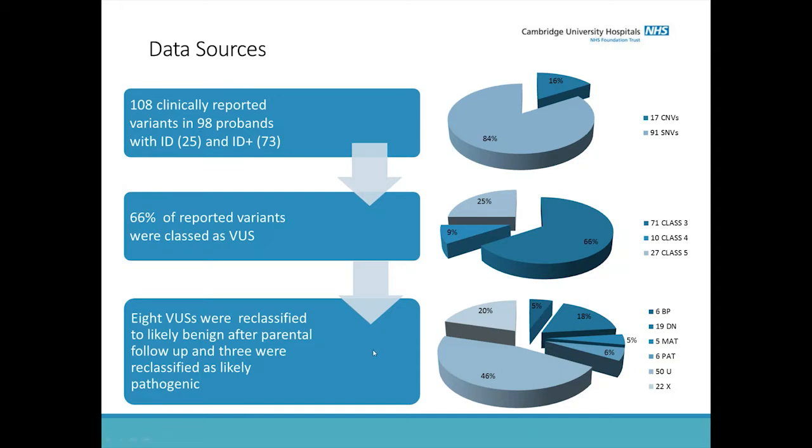One of the reasons why we would recommend a VUS to be followed up is to be able to reclassify the VUS either as likely benign if inherited from a normal parent, or as likely pathogenic if identified de novo. And we followed up VUSs and reclassified them as likely benign, and 3 further VUSs were reclassified as likely pathogenic as part of these follow-up investigations.